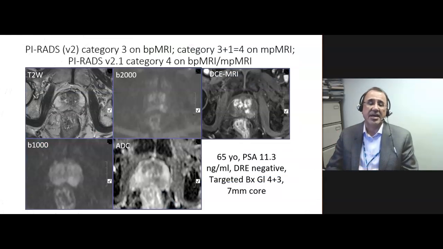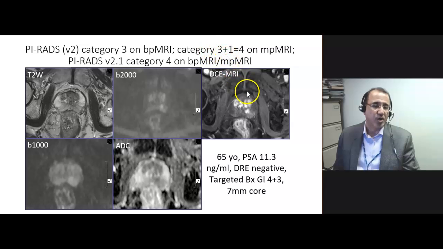And you will see examples like this in your daily practice. Here you can see a PIRADS 3 abnormality, dirty prostate on the T2, no high signal on the high B value image, but low ADC. You can see something here on the ultra high B value. So according to PIRADS version 2, this would be category 3. According to PIRADS version 2.1, this would be category 4.